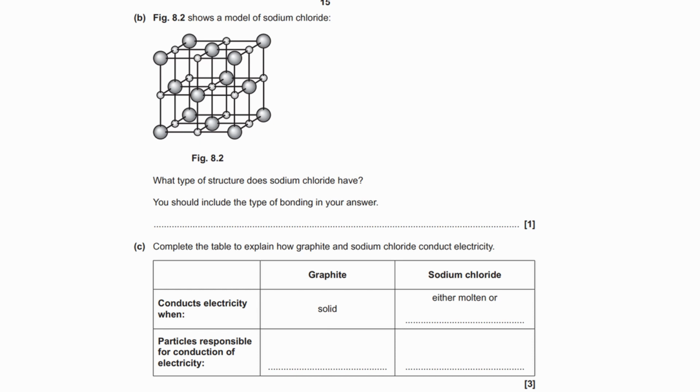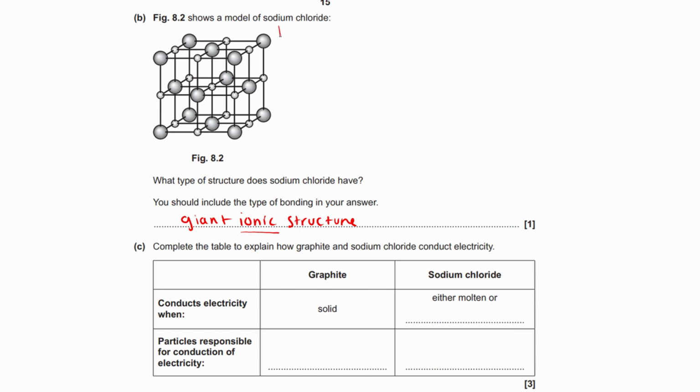Part B. Figure 8.2 shows a model of sodium chloride. What type of structure does sodium chloride have? You should include the type of bonding in your answer. And the answer for this is a giant ionic structure. Now, if you just said ionic, that would have given you the mark, but it's actually a giant ionic structure. Again, it's giant because it's made up of lots and lots of these sodium and chloride ions being repeated over and over again in this crystal.